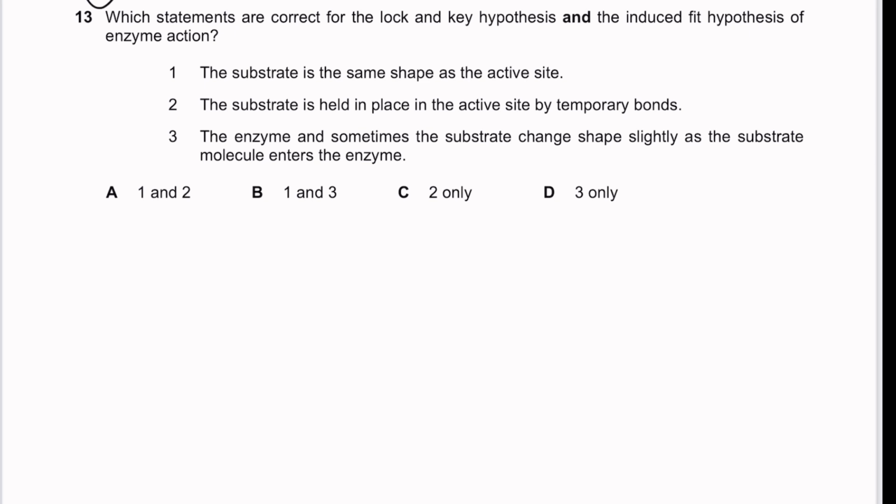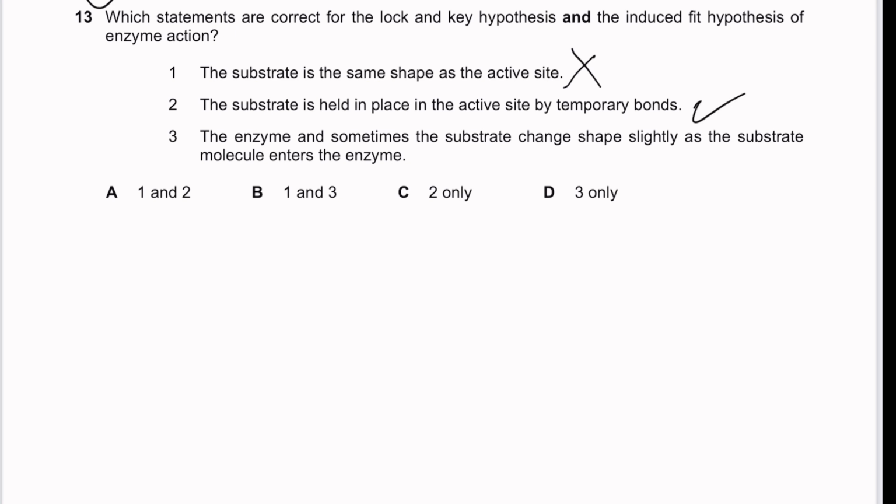So for both this and that, we can see the substrate is the same shape as the active site. Actually, it's wrong for both of them, because the substrate, or the substrate's binding site to be specific, is complementary in shape to the enzyme active site. However, it's not the same shape, because then it cannot enter the active site.